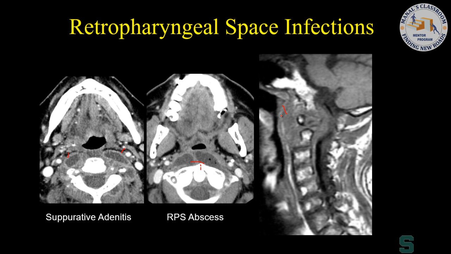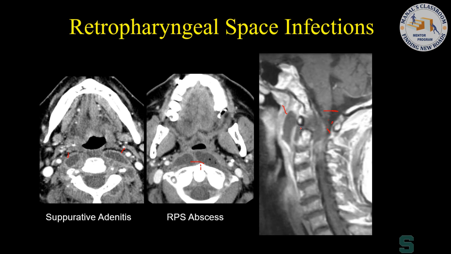This is pre-contrast, non-contrast T1. Something's not right here, right? And then when we give contrast, we can see now we have a retropharyngeal space abscess associated with discitis and osteomyelitis that's resulting in an epidural abscess involving the spine. So this is the natural progression of disease if it's untreated. Suppurative adenitis, retropharyngeal space abscess, if it's untreated, it goes on to result in discitis, osteomyelitis, and it can extend into the spine. Everyone got that?